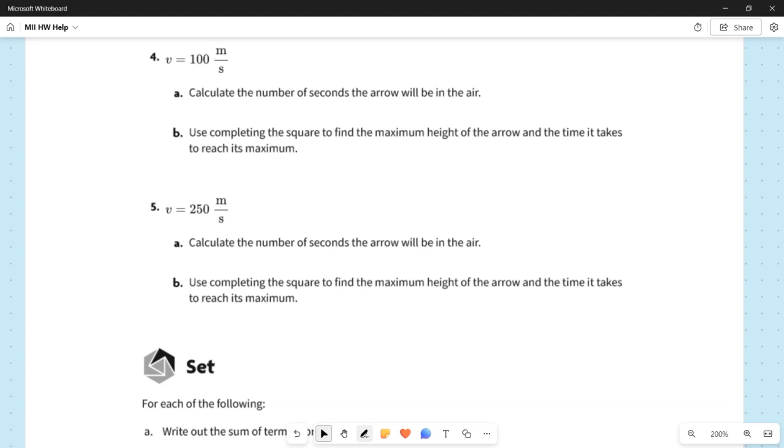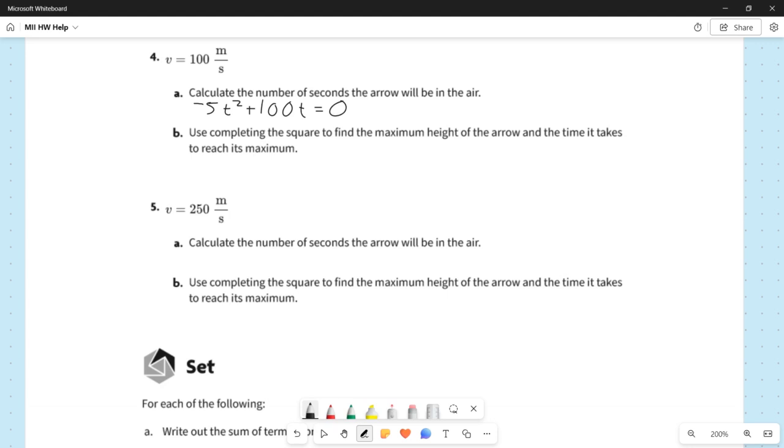negative 5t² plus, now it says v times t, but for question 4, our v is 100, so we're going to plug in 100t. I want to know, when does this equal 0? When is the arrow going to be back on the ground?